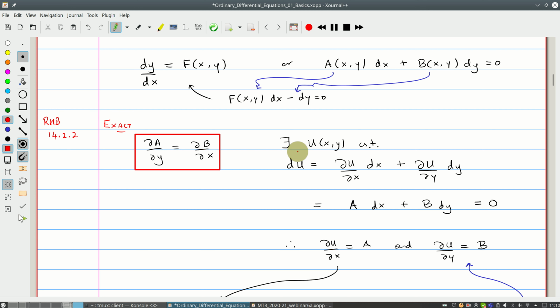And what that means is that there exists some function u of x and y such that du, I just take the total differential of u, du is equal to the partial of u with respect to x times dx plus the partial of u with respect to y times dy. Well, that will be equal to this equation. So it will be equal to a times dx plus b times dy, and that's equal to 0. Why is it 0? Because this combination is given to be 0. And that lets us identify that du by dx is equal to a and du by dy is equal to b.